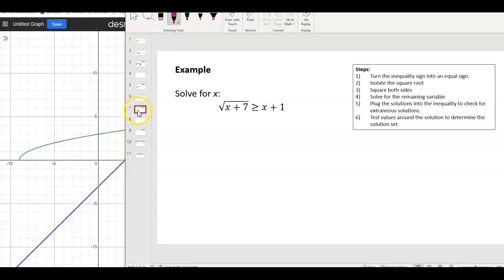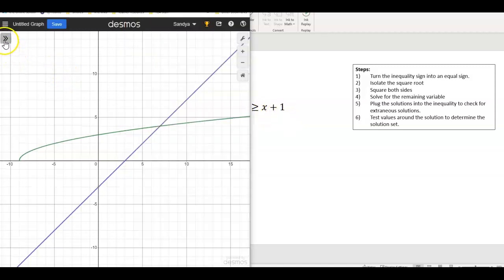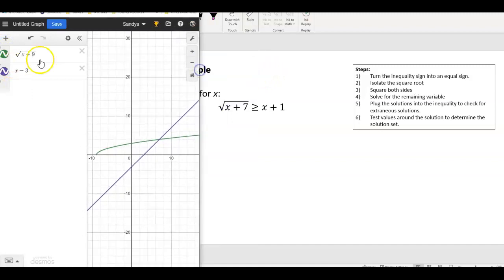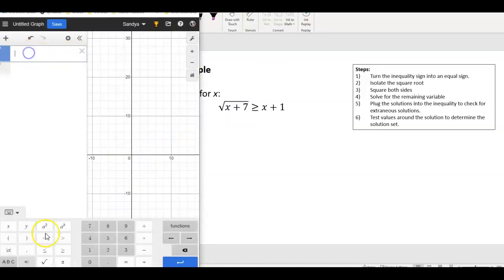So if we try solving this problem for x, we have the square root of x plus 7 is greater than or equal to x plus 1. So we're going to do the same strategy we did before. We're going to enter each side of this into our calculator. So we have the square root of x plus 7, and then we have x plus 1.